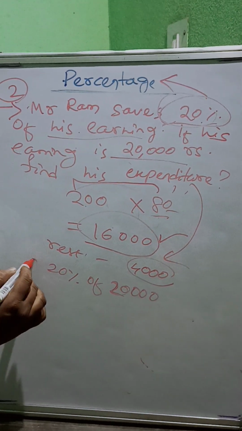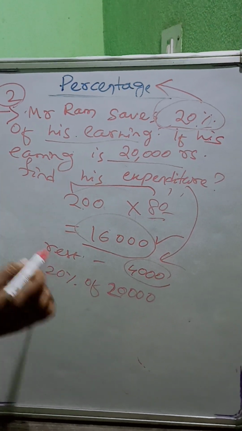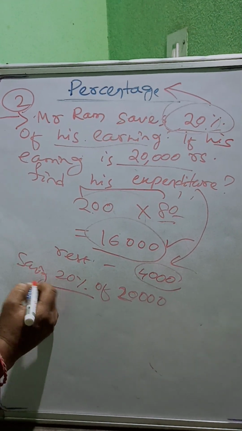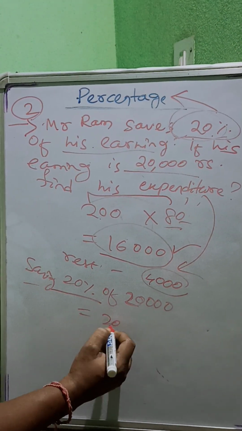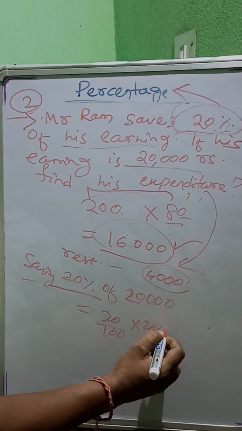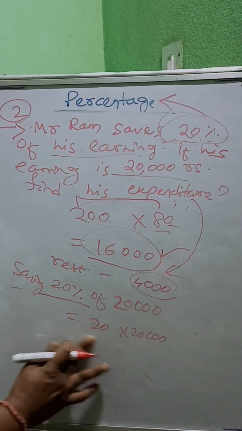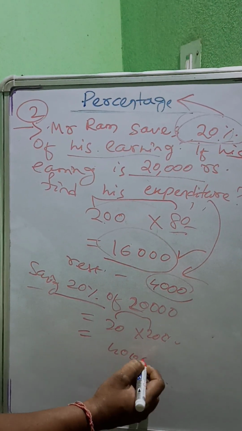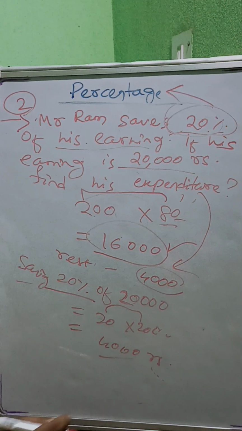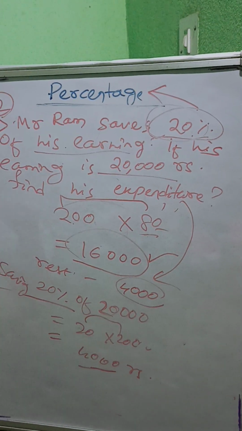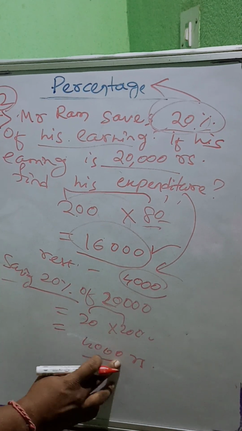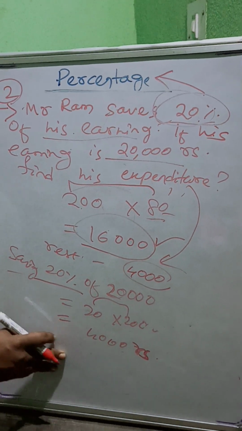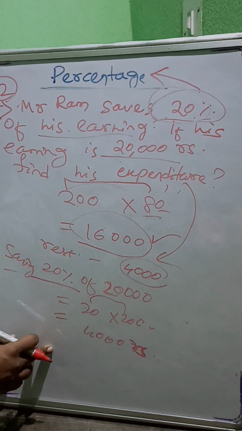Why 20% of 20,000? Because you are going to calculate his saving. 20% of 20,000, 20 by 100 into 20,000. See, 0 0 cut down. 20 into 2, 40, 0 0, 4,000. So these are some questions. I will send more questions about percentage. So you practice these questions. Okay.